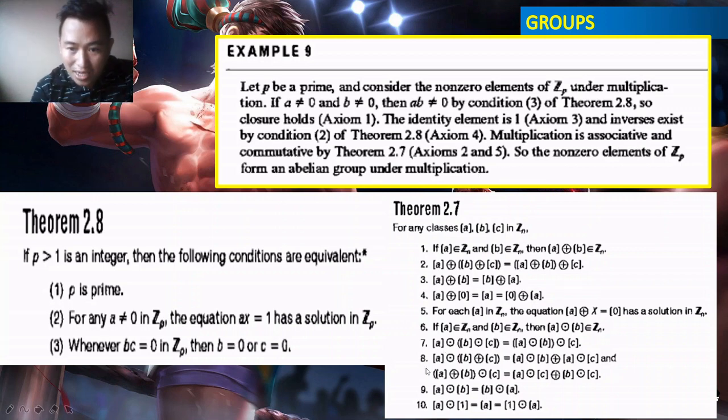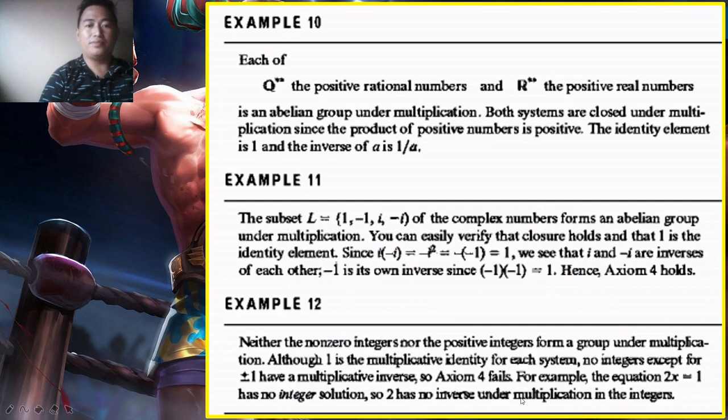So it is associative under multiplication in Zn by number 7, and commutative by number 9: A multiplied by B is equal to B times A. Okay.